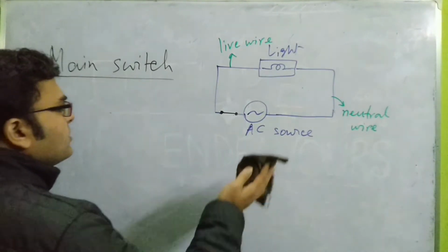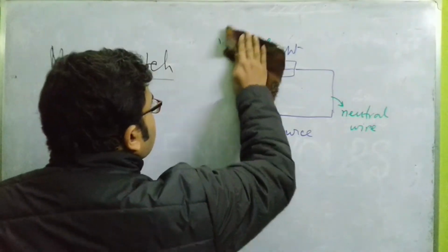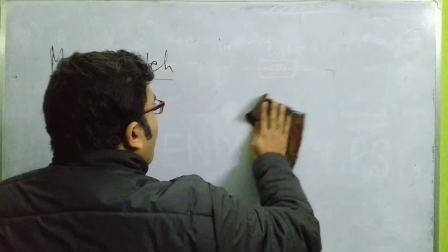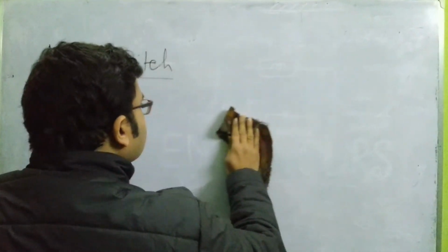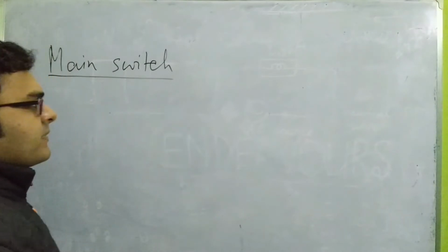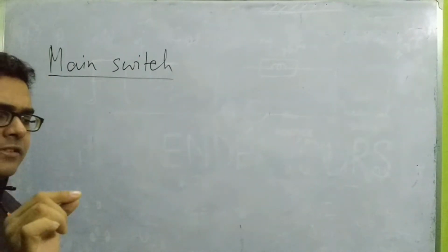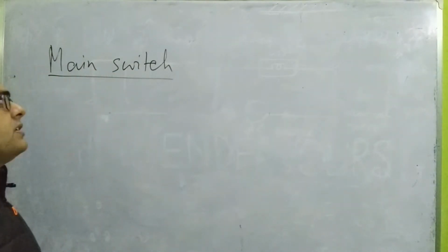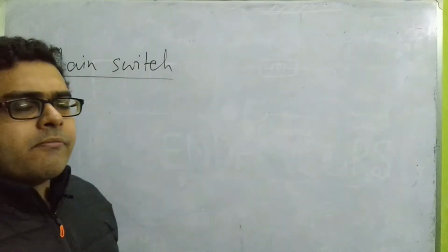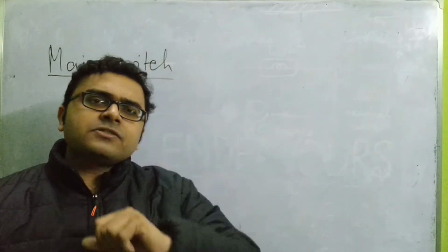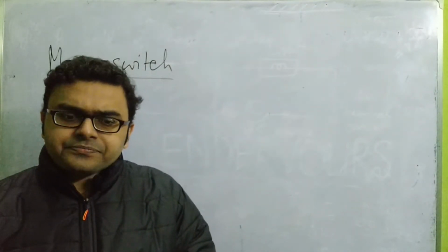So the main switch, what it actually does is it can switch on or off the power supply to your entire house. You have seen in the diagram that the switch helps to either join the circuit or disconnect the circuit. So that the power that is coming from the transformer in the locality passes to the main switch and enters your house.